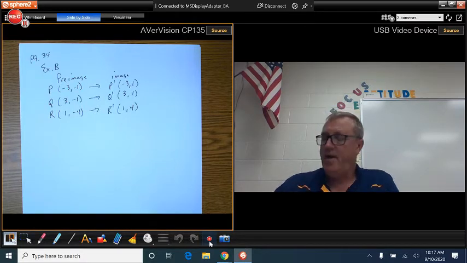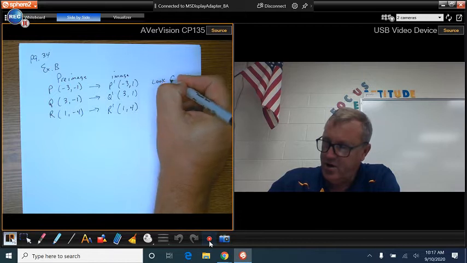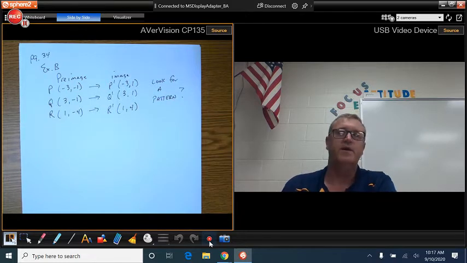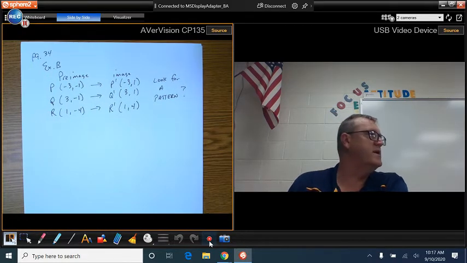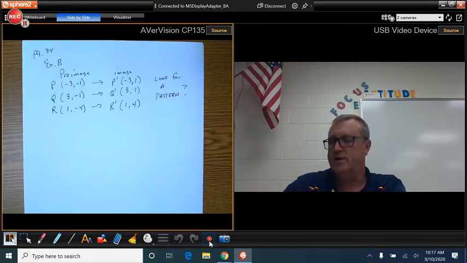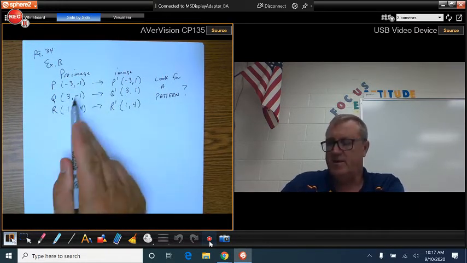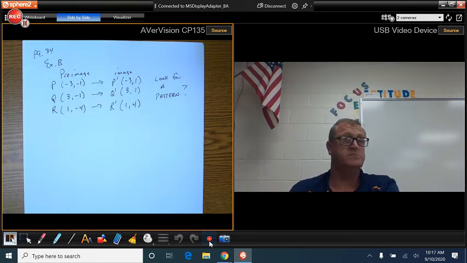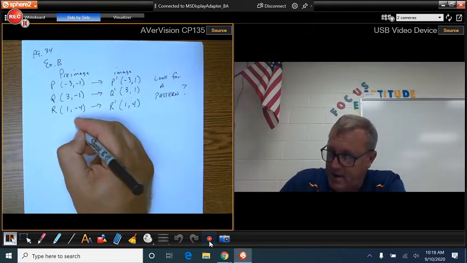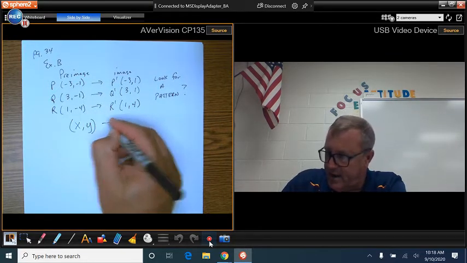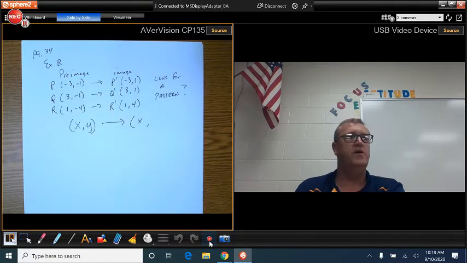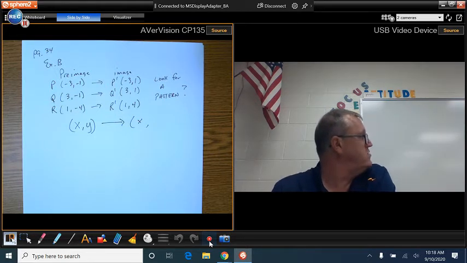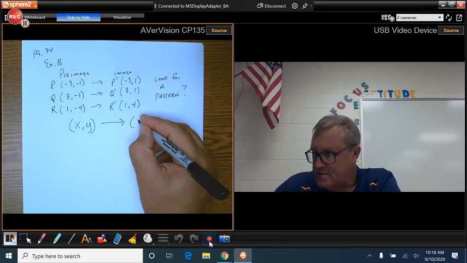You want to look for a pattern. Okay, so we want to look for a pattern. Do you see one? First of all, compare the x coordinates. If I look at the x coordinates, do you see a pattern between the pre-image and the image? What do you notice? They stay the same. I agree. So if I'm going to write the rule, I'm going to write it like this. The rule, xy coordinate, maps to, there's no change. And so this stays as an x.